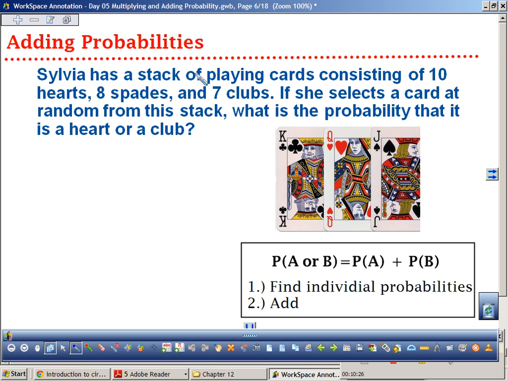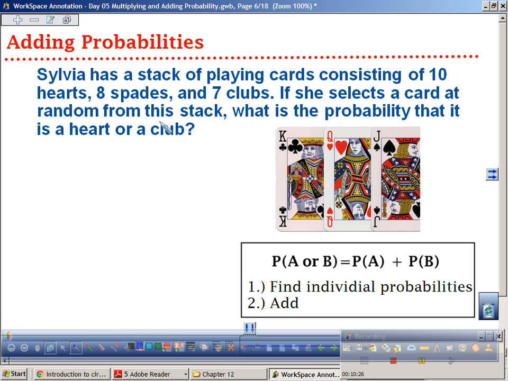All right, adding probabilities. So not much different. Like I said in the very beginning, multiplying is and, adding is or. It's one thing happening or another. It's a lot harder for two things to occur. Two things to occur means you're multiplying, but if one or the other occurs, there's better chances of that.